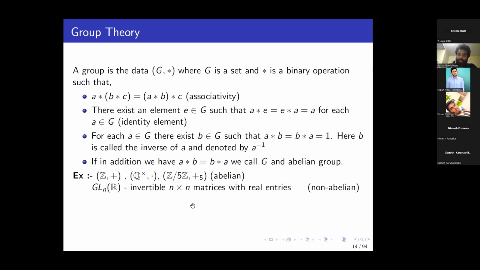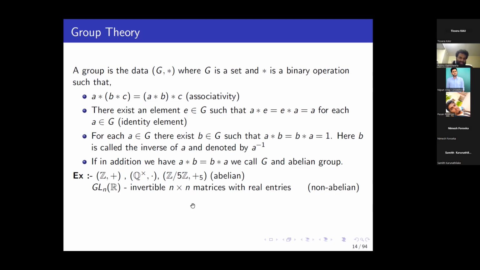This is an example you might already know. I'm looking at invertible n by n matrices with real entries, which has the notation GL_n(R). So this is still a group. All the first 3 axioms are satisfied, but we all know that matrix multiplication is not commutative, right? If we have 2 matrices A and B, AB is not necessarily the same as BA, right? So it is a group, but it's not abelian. Okay.